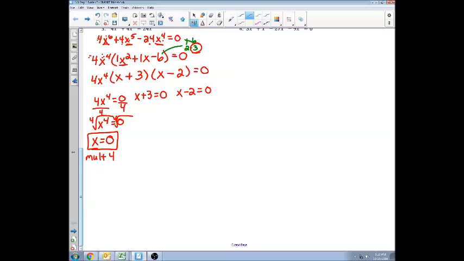Okay? To solve x plus 3 equals 0, subtract 3 from both sides. X would equal negative 3. My multiplicity would be 1. Add 2. So my multiplicity would be 1 again. All right?